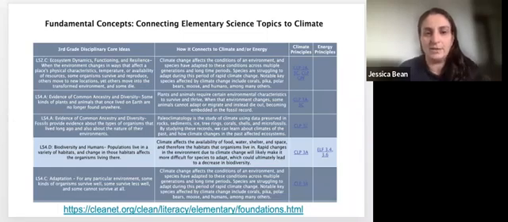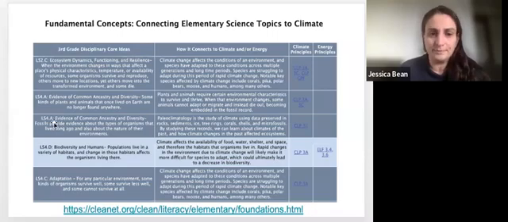And CLEAN has also provided a breakdown of those fundamental concepts. Again, how do you lay the groundwork for understanding climate change? Well, the standards are there. The disciplinary core ideas within the NGSS are there for what you need to then be able to understand climate change in middle school and high school and beyond.